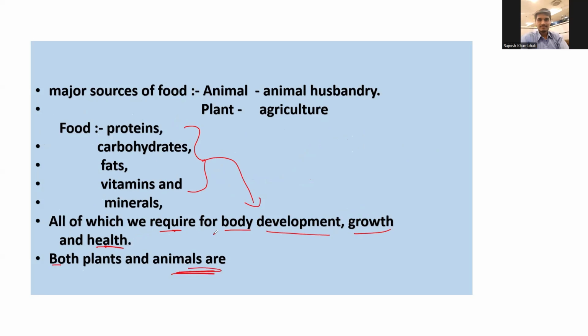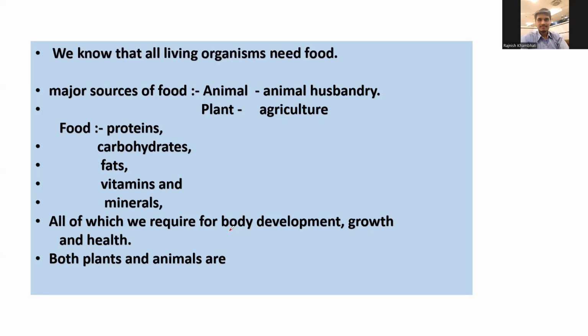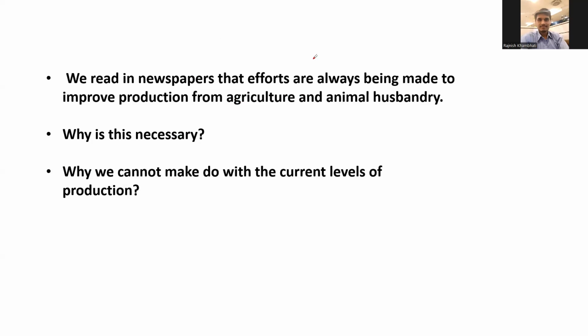Both plants and animals are sources of food. This is the first line: we know that all living organisms need food. I just talked about it previously. We read in the newspaper normally that efforts are always being made by scientists and farmers to improve production in agriculture and in animal husbandry, everywhere. Why? Because everybody requires food. Simple. We all require food, and we get food from animals and from plants, which come from animal husbandry and agriculture.